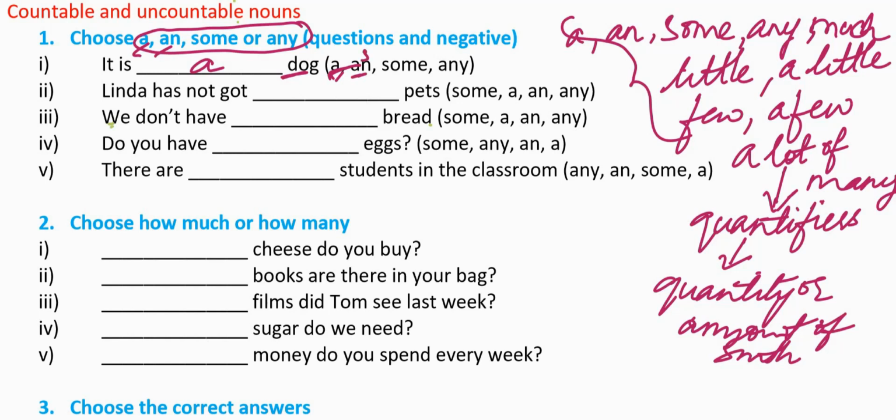Alright. In the second sentence, Linda has not got dash pets. There are 4 quantifiers here. Some, a, an, and any.